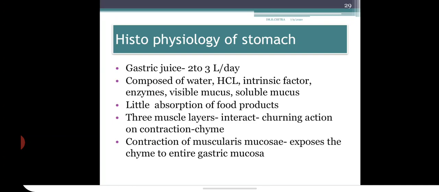So we have come to the histophysiology of the stomach. The gastric glands secrete gastric juice of about 2 to 3 liters per day. So you should know the gastric juice, contents of the gastric juice. And the three muscle layers cause this churning action on contraction. Contraction of the muscularis mucosae exposes the chyme to the entire gastric mucosa.